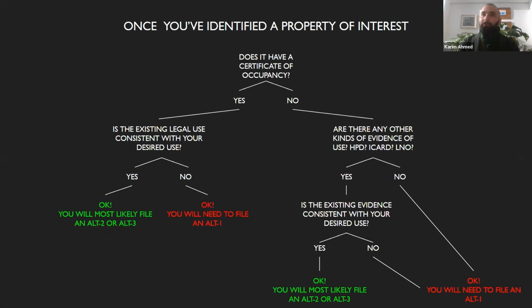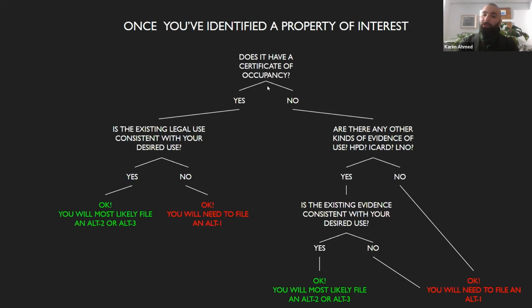I've done a little flow chart if you need help understanding the last slide. I know it's a lot of technical information. It's a simple flow chart to help you understand how to decide if you're going to need to file an alteration type 1 or an alteration type 2.